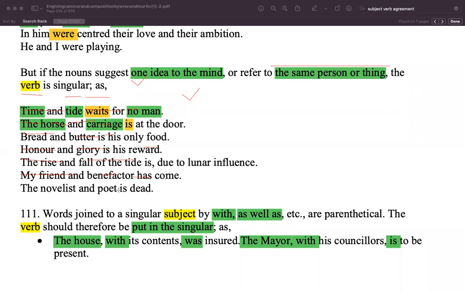But in the last two examples, my friend and benefactor, the novelist and poet, they are like two different persons. No, they are not two different persons. Here, my friend is referring to that benefactor only. Whoever is my friend, he is also the benefactor. If it is written my friend and my benefactor, it will be two different. But here it is stated that whoever is my friend, Priyani my friend, is also the benefactor, right? So it means one person, two designations, right?